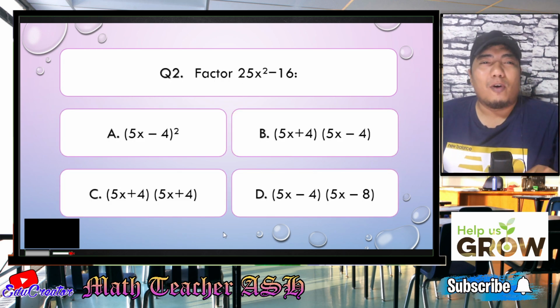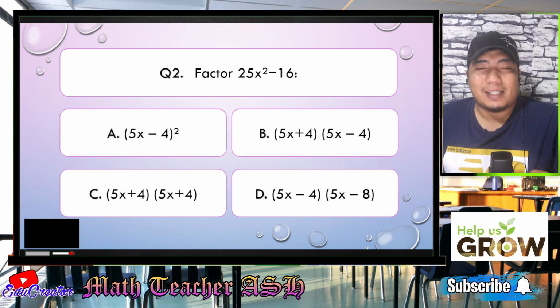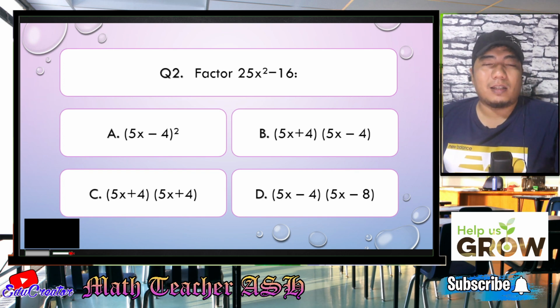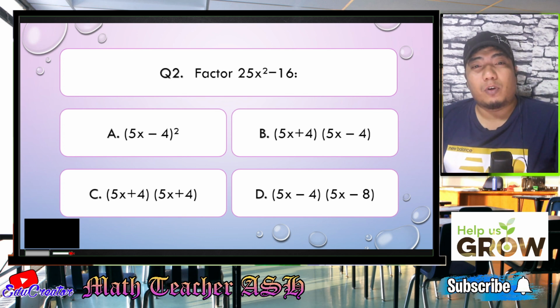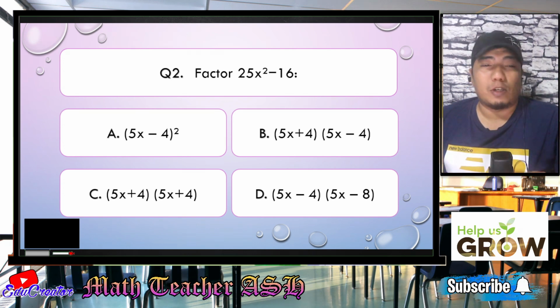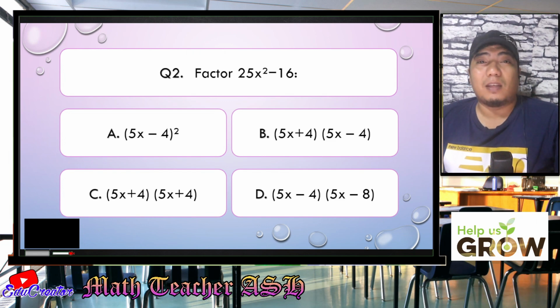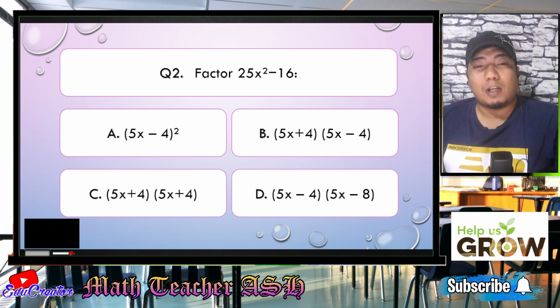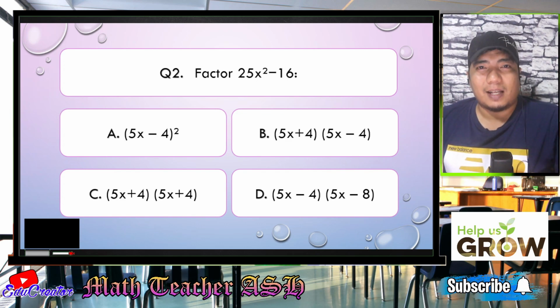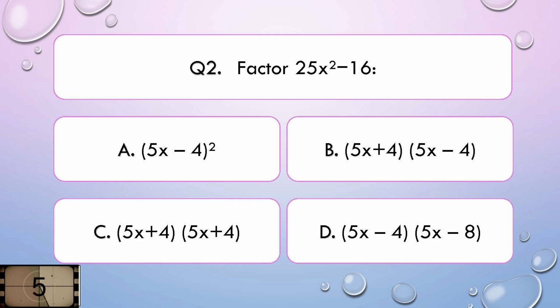Question number 2. Factor 25x squared minus 16. Is it A, the quantity 5x minus 4 squared? B, the quantity 5x plus 4 times the quantity 5x minus 4. C, the quantity 5x plus 4 times the quantity 5x plus 4. Or letter D, the quantity 5x minus 4 times the quantity 5x minus 8. I'll give you 5 seconds to think about your answer.